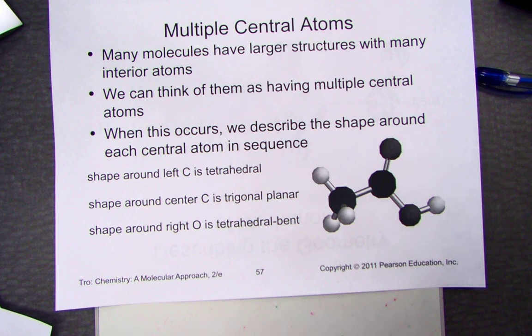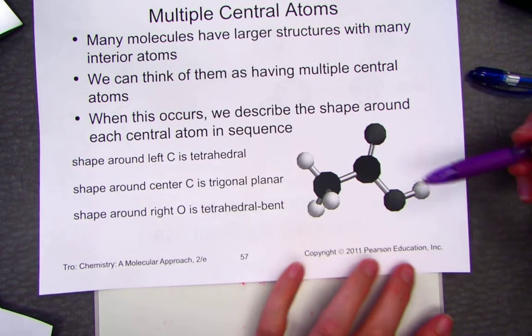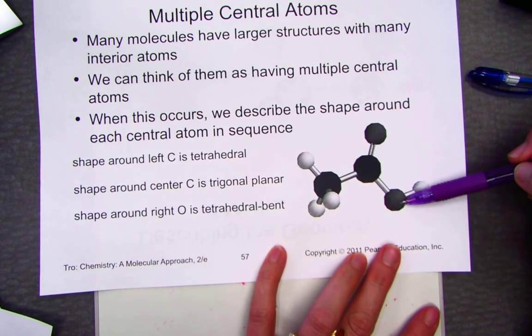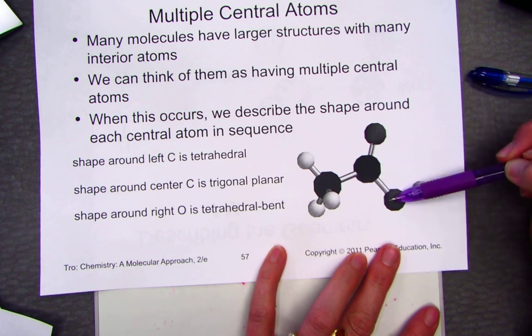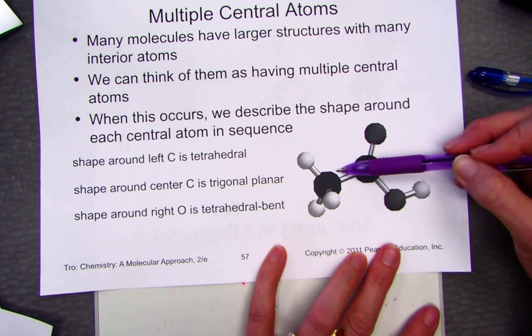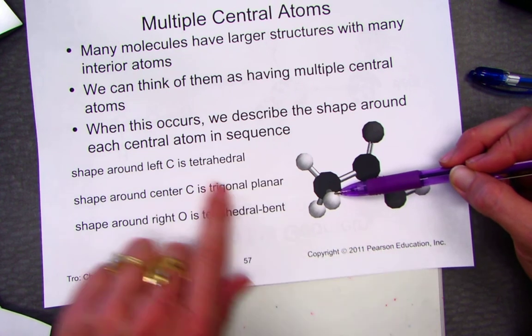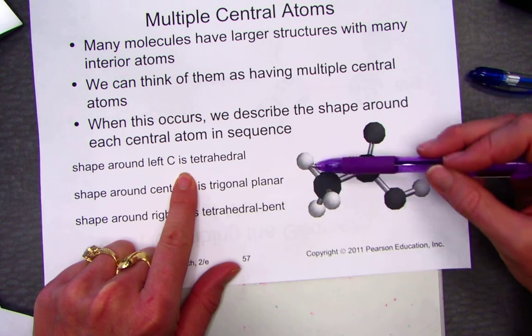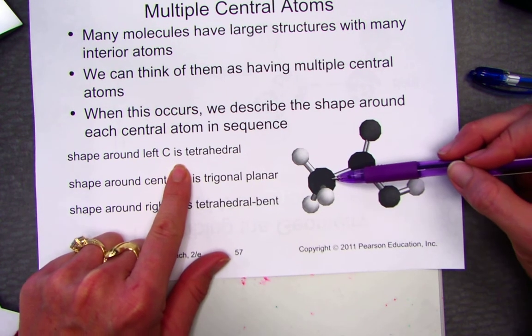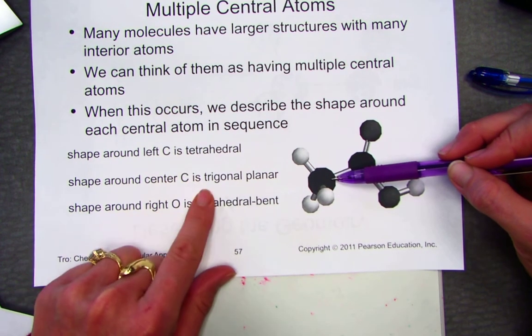And we can think of them as having multiple central atoms. And we just simply talk about the molecular geometry around one central atom at a time. So here, 1, 2, 3 carbons in a chain, looking at this particular molecule. I can talk about this central atom. It looks like 1, 2, 3, 4 electron domains. So we call this one a tetrahedral.